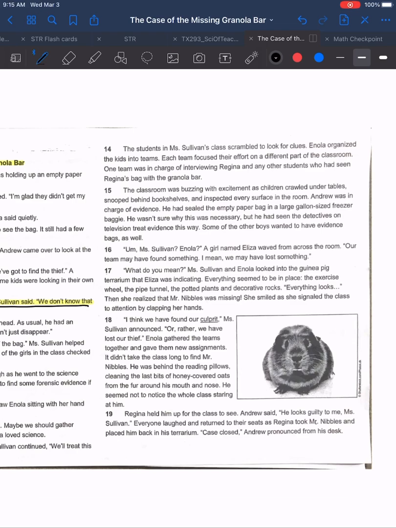The students in Miss Sullivan's class scrambled to look for clues. Enola organized the kids into teams.